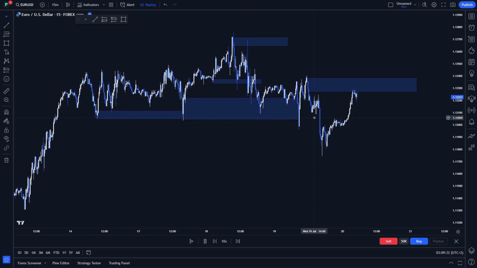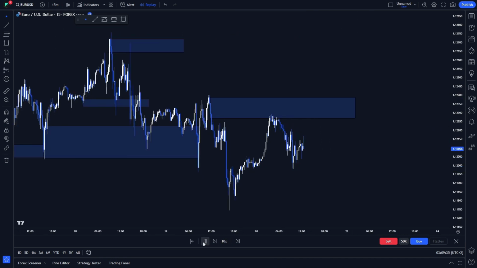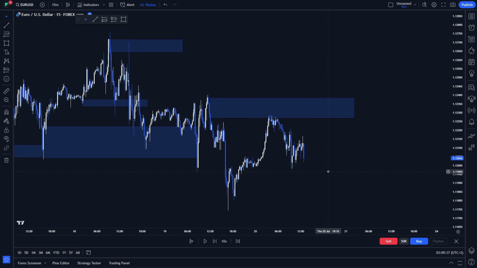You have a demand here, nice mitigation. Come to supply, nice mitigation. See, just ping pong, 15-minute structure. All of this happens in 1 day, right? All of this happened in 1 day, even less than a day. So as you guys can see, that's a very nice strategy.